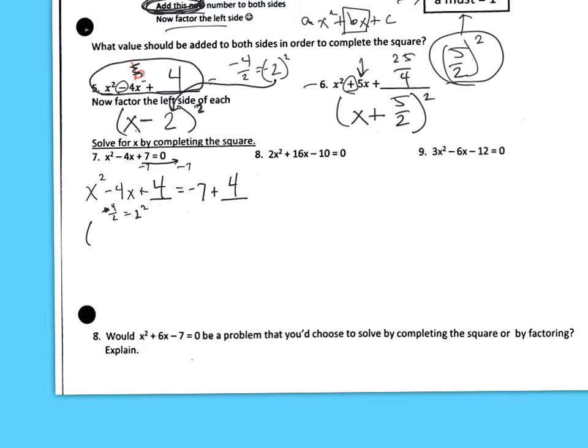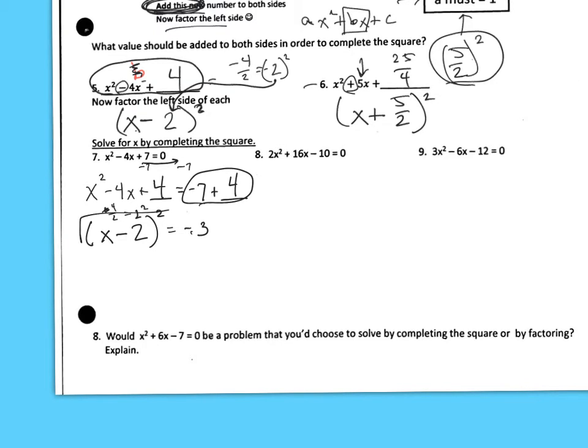Now, the pattern is the letter, the first sign, the number that you squared, quantity squared. On this side, you just do what it says. Whatever it says, it's going to be an arithmetic problem. Just do what it says. So -7 plus 4 is -3. Now we're back to the problems from up above.